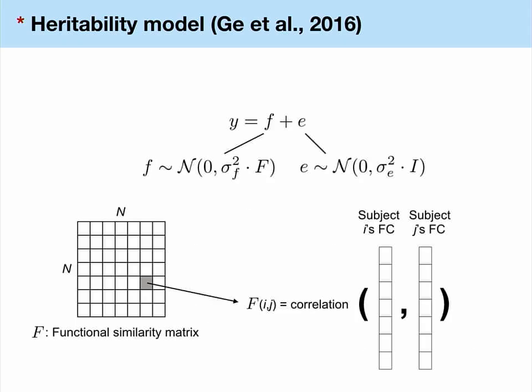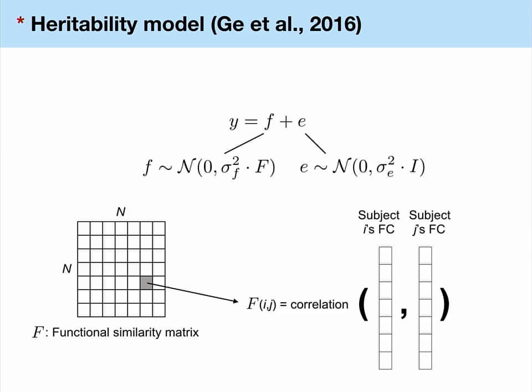So going a bit into the math here, Y is a vector of size n, and F is also a vector that is generated from a multivariate Gaussian distribution with a covariance pattern that is driven by this functional similarity matrix F. So how do we build this functional similarity matrix? Well, each entry of this matrix tells us how similar the functional connectivity patterns of two subjects are. And so to compute this, we simply use the correlation between vectorized versions of the functional connectivity pattern of subject I and subject J for the corresponding entry.